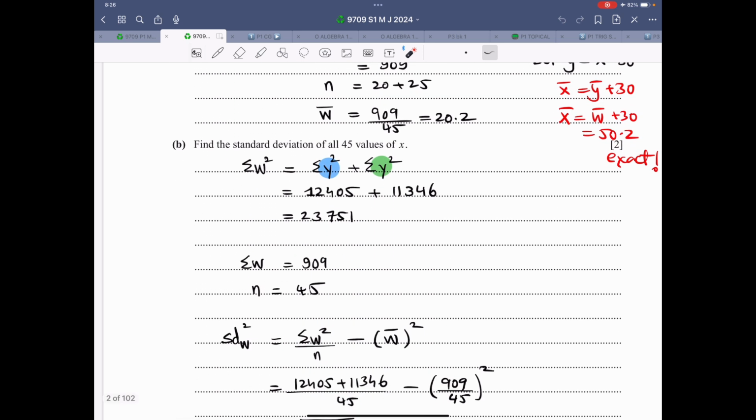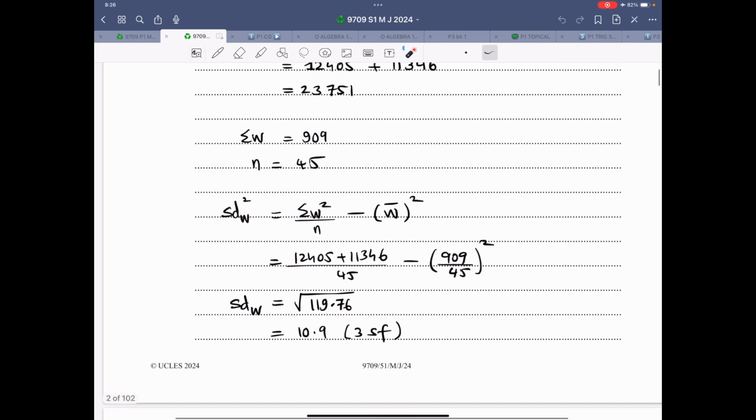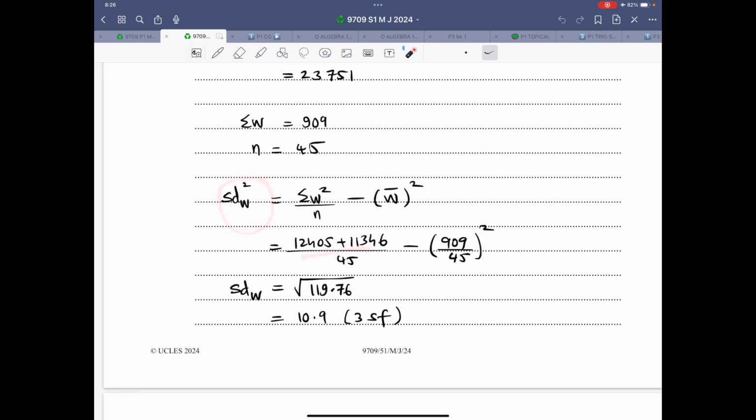What about the standard deviation? First of all, sigma y square, the blue one, sigma y square, the green one, that is added up, we get this thing. We already know sigma w from before, we know n is 45. We find the standard deviation for this data. Definitely you need a calculator and work in at least 4 significant figures. 4 significant figures is good enough. You get this answer. Since it's asking for standard deviation, therefore we take the square root. So basically s squared is variance. I don't put the square root at the beginning. I wait till the very end, then I apply the square root. This final answer is given to 3SF.